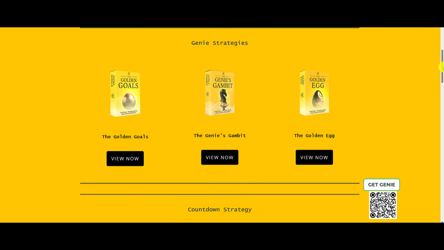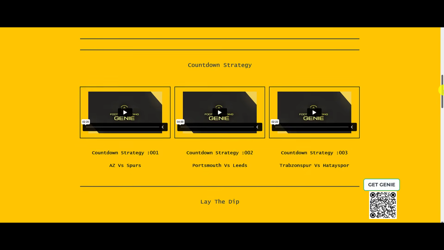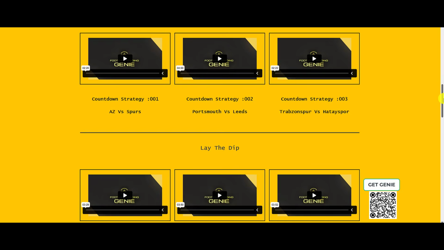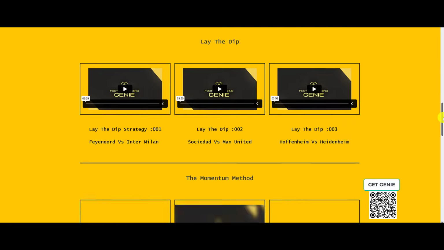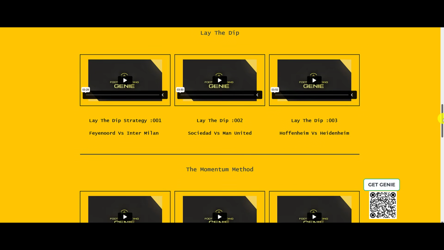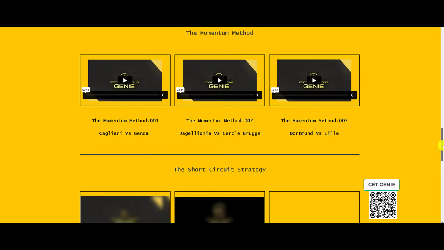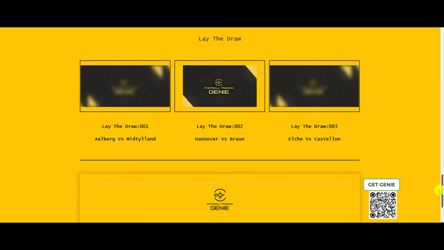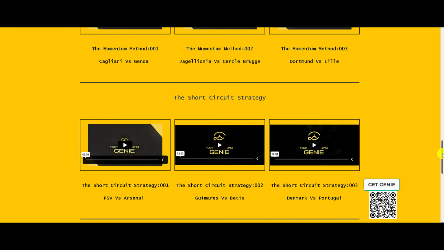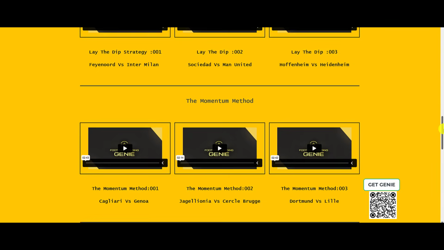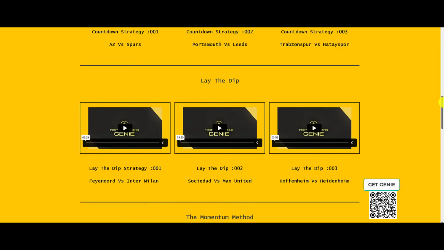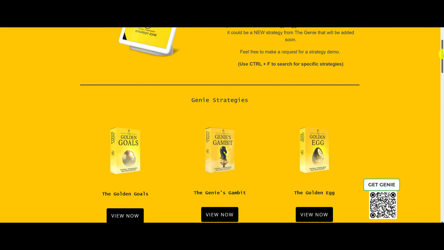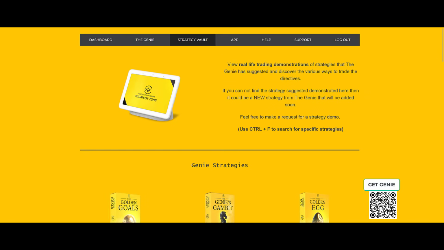Then we've got a whole bunch of the other strategies, and this will be organized and improved with time, because we're still trying to finalize the Football Trading Genie's strategy portfolio, if you want to call it that. As you can see, there's quite a lot, and we've got video demonstrations of quite a lot of these strategies. So if you are in the Genie and it suggests a strategy, and you're not quite sure how you should trade it, you can come to the strategy vault, check out the tutorials, and move forward from there.